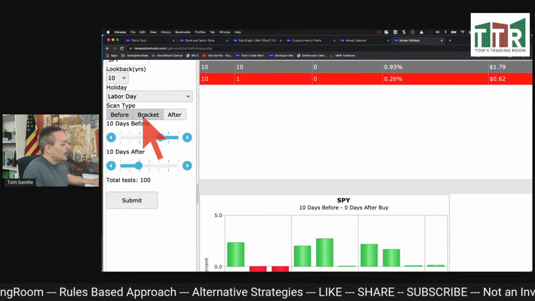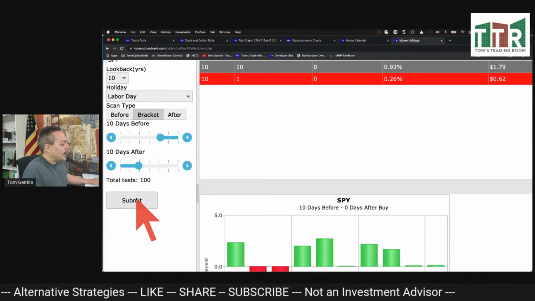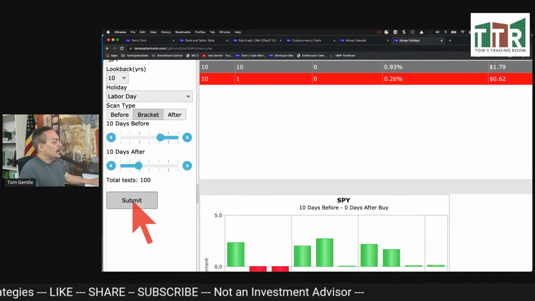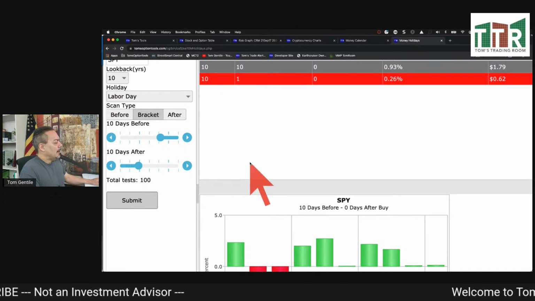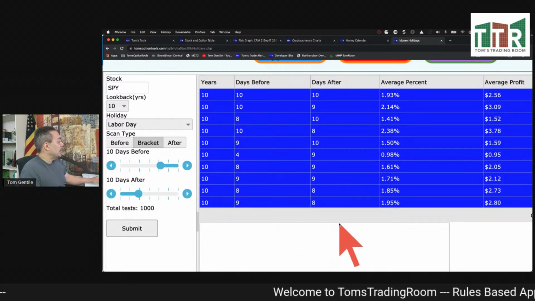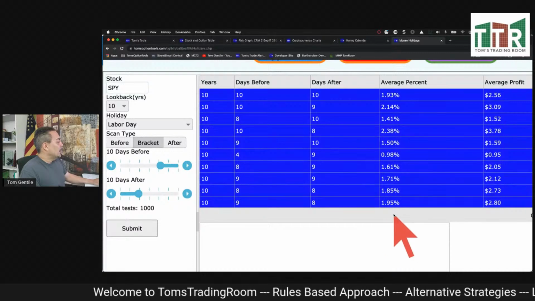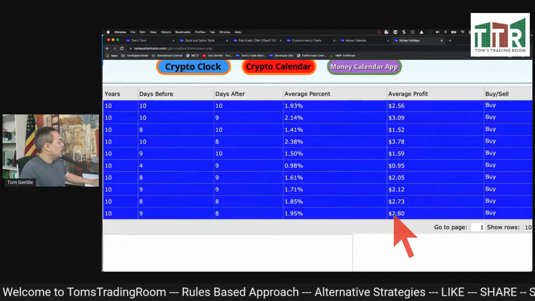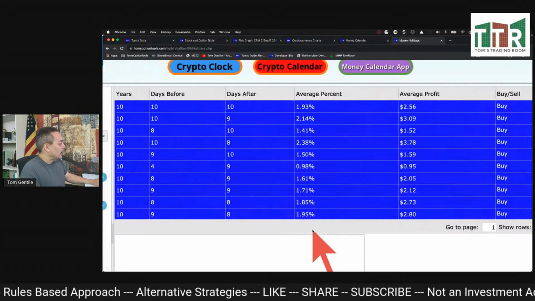I don't know. Let's do something called the bracket. The bracket looks at before and after, 10 days before, 10 days after. Now, so we'll hit that thing and see if that makes any sense. Oh, look at all that blue that just came up on the screen. So this is what we're looking for, folks. All right. Now, 10 days before, 10 days after, I've got 70s and 80% accuracy on the screen.